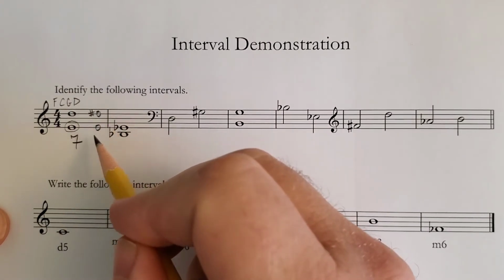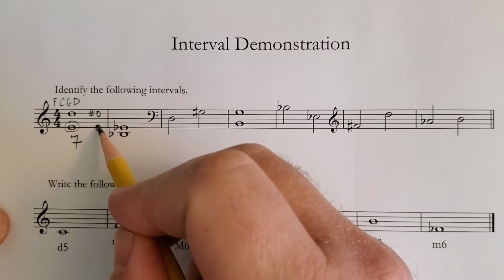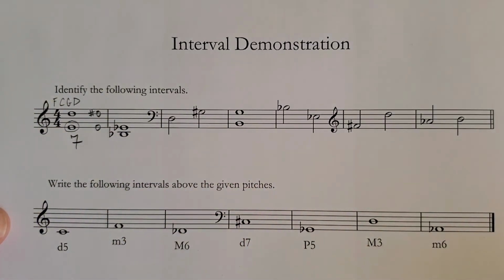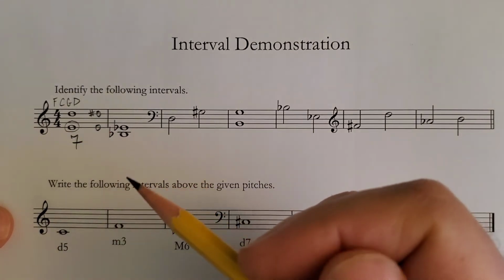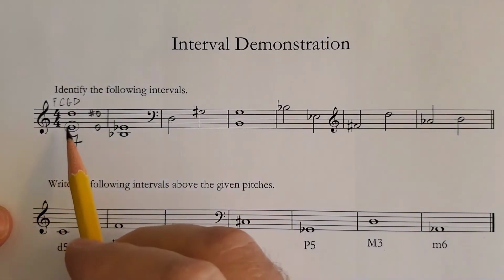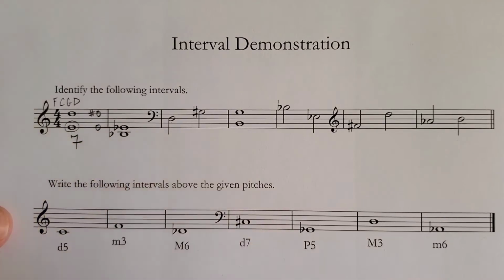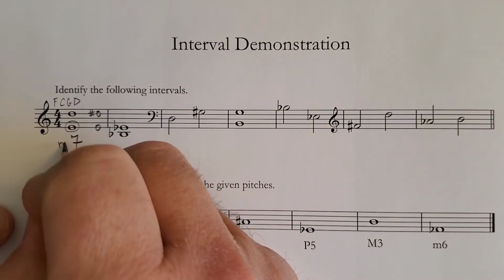And remember, all the notes above the tonic are major and perfect in a major scale. So you know for a fact that E to D sharp is a major 7. What about E to D natural? Well, E to D natural is smaller than E to D sharp, so this is a minor 7th.